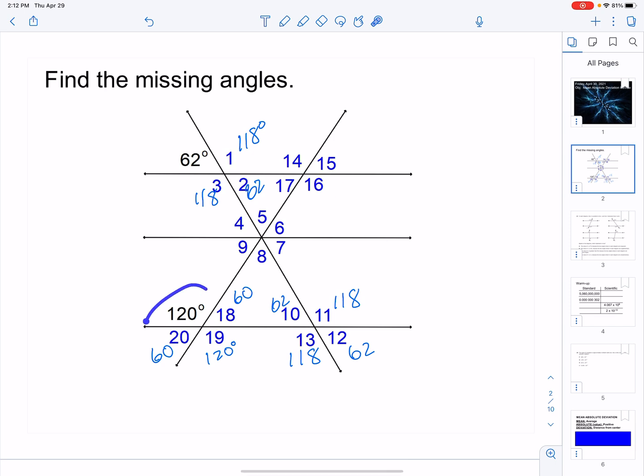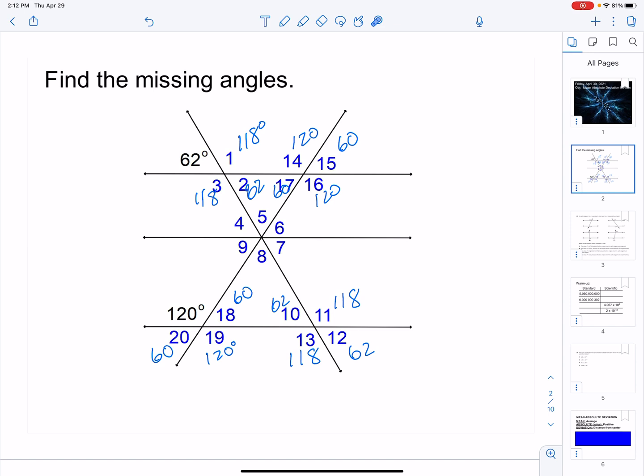Now again, these four angles here are going to travel up this transversal, and they're going to find themselves right there. So angle 14 is going to be 120 because it corresponds to the given angle. Angle 15 is going to be 60. Angle 16 is going to be 120, and angle 17 is going to be 60. Now we've got to work with this center section right here.